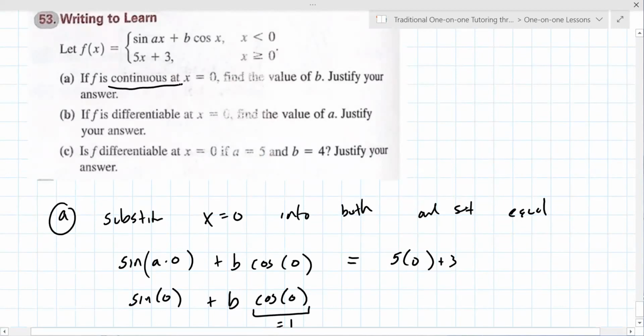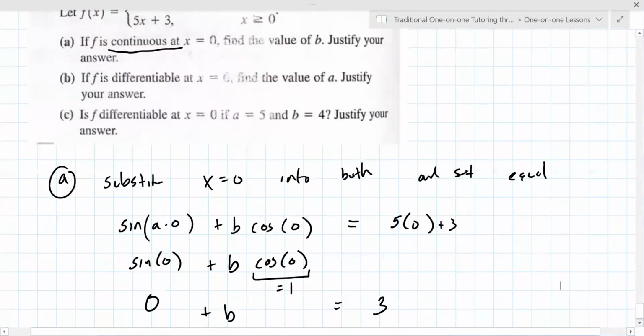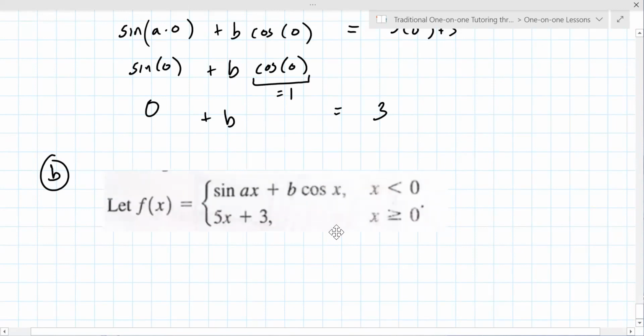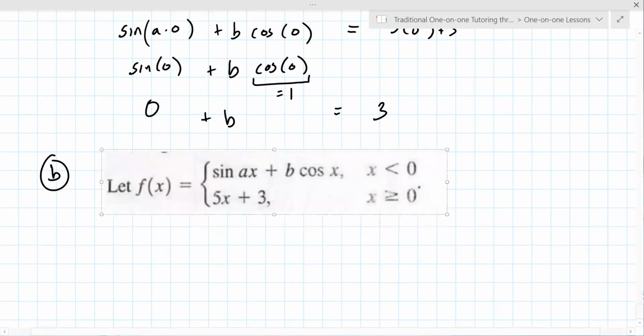For differentiable, for part B, you have to substitute into the derivative. What did the question say again? Oh, if f is differentiable. So how do you know if it's differentiable before you do it? It's a good question. It's because you really shouldn't. It should say determine the value of a so that the function is differentiable at 0, but it doesn't.